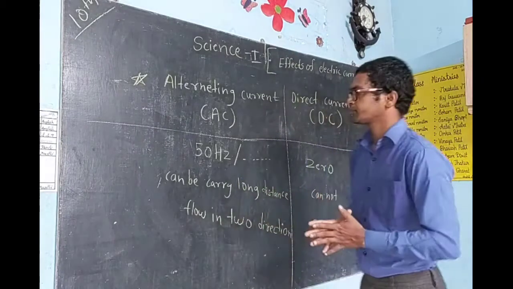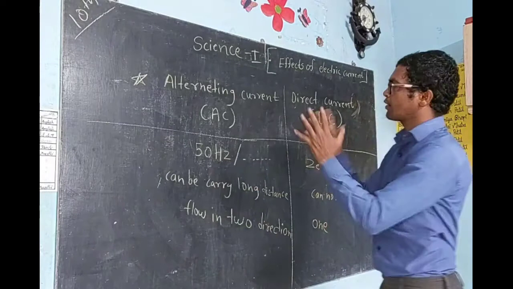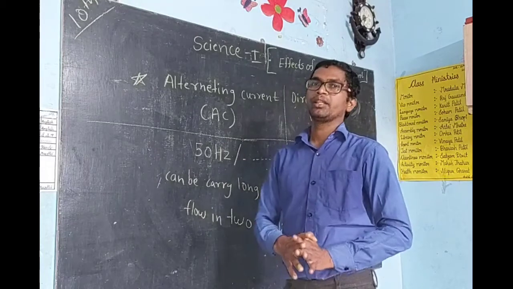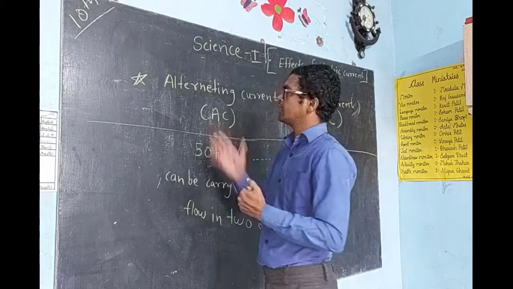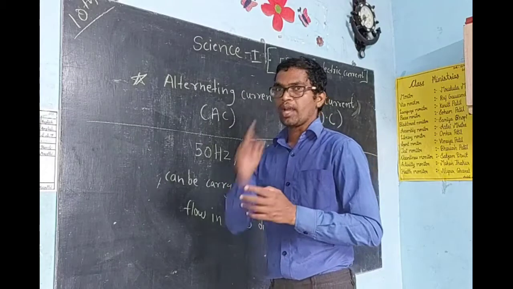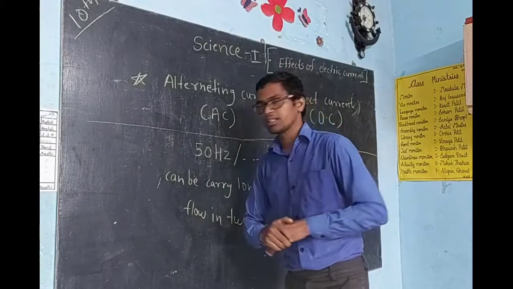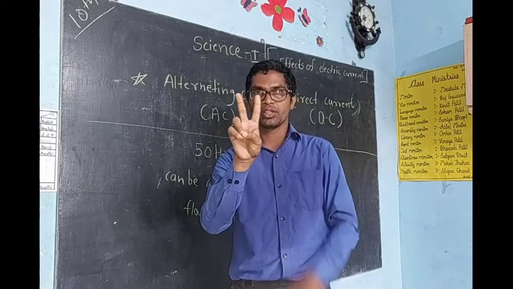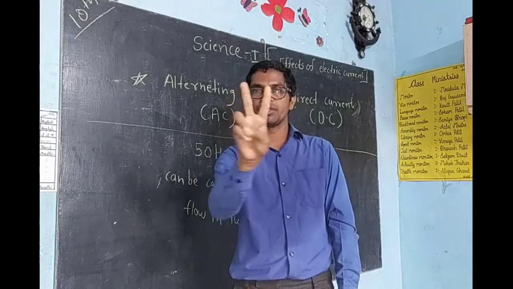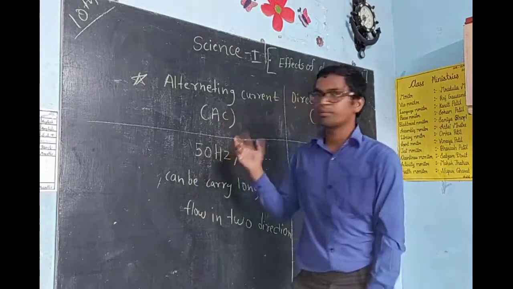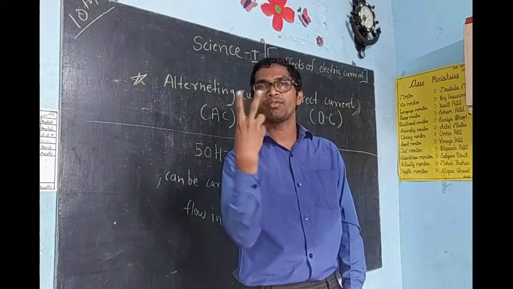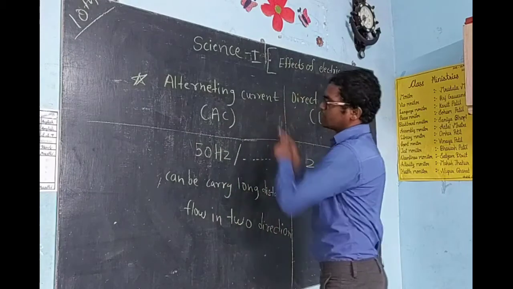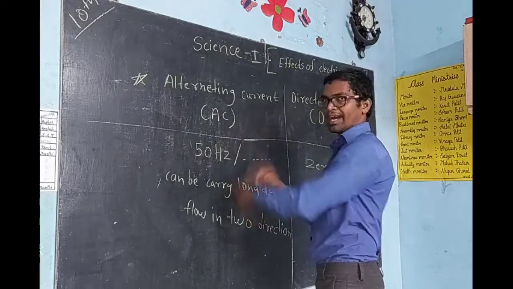So see some points of difference related to these two things. First, frequency. Frequency means after some time this alternating current changes direction. In 1 second, alternating current changes direction 50 times. Suppose this is the first position, so in 1 second, 1, 2, 3, 4, 5, 6, like that it changes position 50 times. At 1 second, alternating current changes its direction.